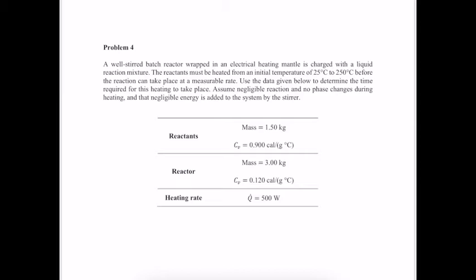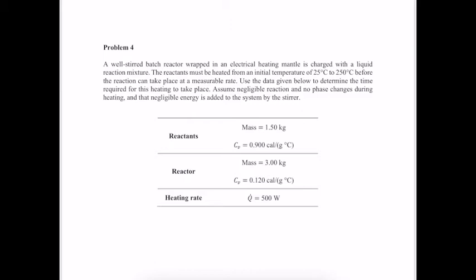The contents of the batch reactor must be heated from 25 to 250 degrees Celsius before any sort of reaction can take place. And so based on the data given here in this table, the problem asks us to figure out how long it takes to heat the contents of the reactor from 25 to 250 degrees Celsius.